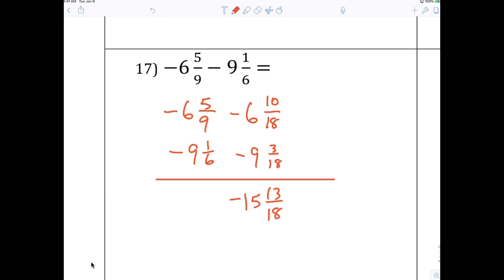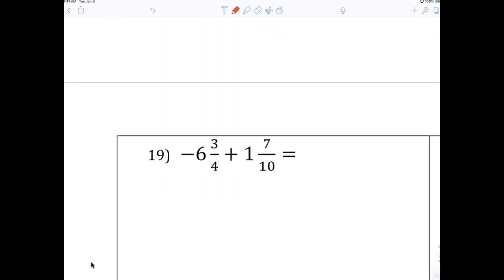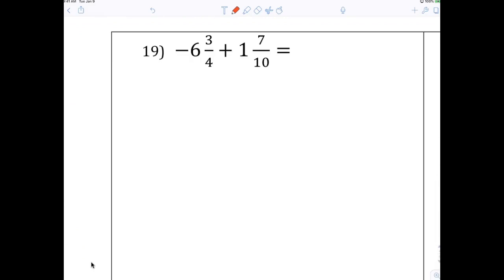Everybody feeling good? That's not hard. All right, let's check out 19. Adding or subtracting? Subtracting, right? So now here's the time I try to put the largest whole number first.